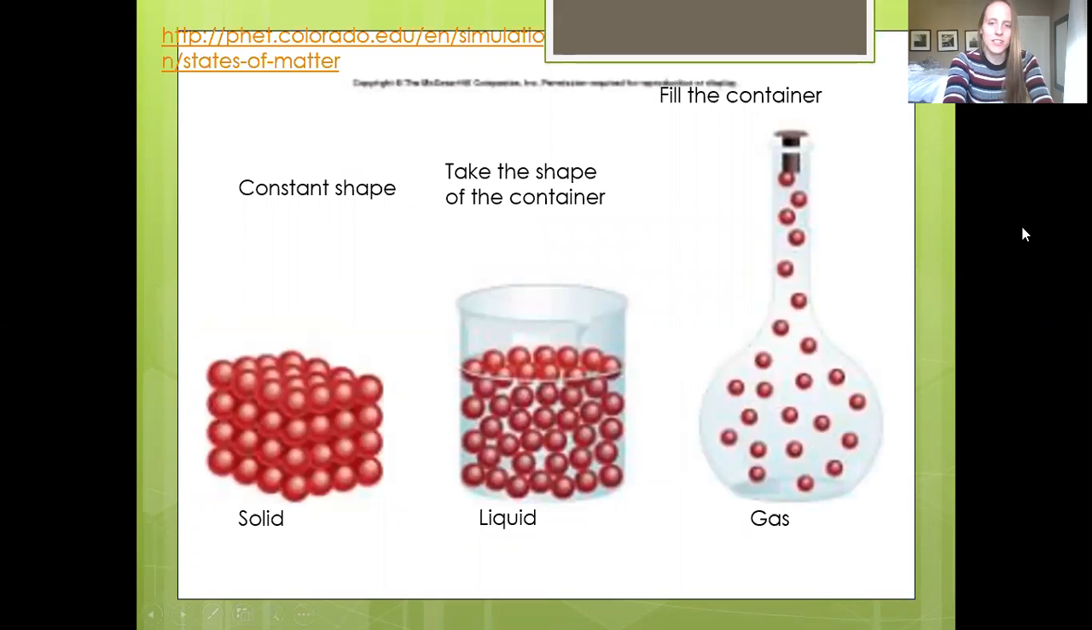So obviously, this is just what that would look like. Solids have a constant shape, again, because of that high level of attraction between the particles. Liquids have less of a force of attraction, which allows them to take the shape of any container that they're in, but not necessarily fill the container, since their volume is constant. And then gases can change to fit the shape of the container and also fill the container, since their volume is not constant.